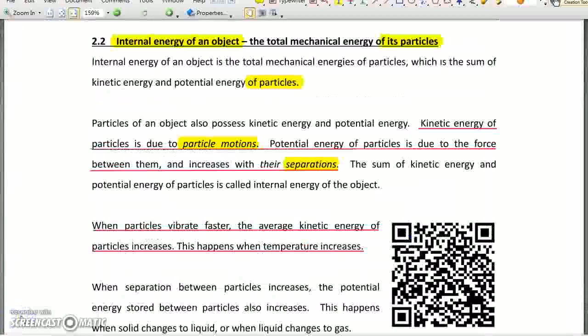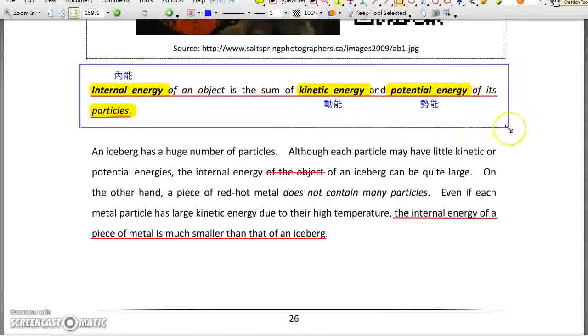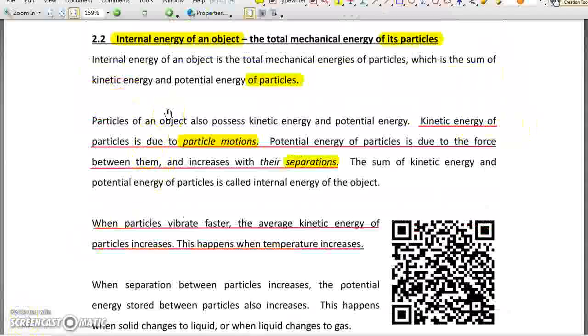Chapter 2.2 Internal energy of an object, that is the total mechanical energy of its particles. As we said at the beginning of this chapter, the internal energy of an object is the sum of the kinetic and potential energy of all its particles. And of course, particles of an object also have kinetic energy and potential energy. The kinetic energy of particles comes from their motions, and the potential energy of particles comes from the force between particles, and that potential energy increases with the separation between particles.